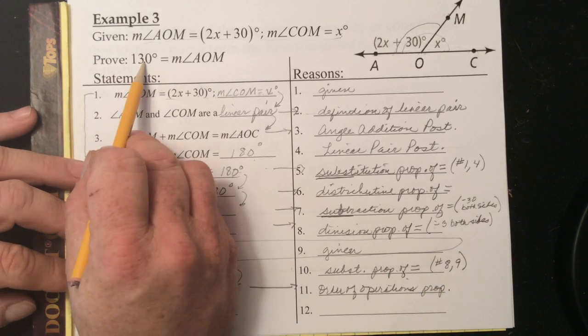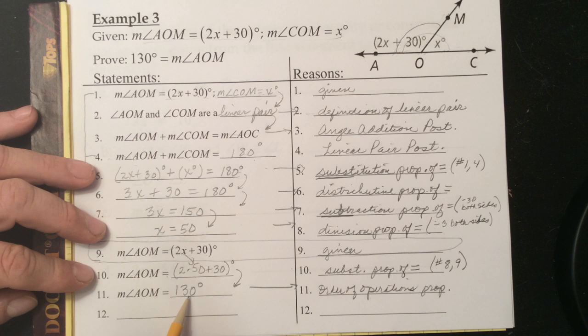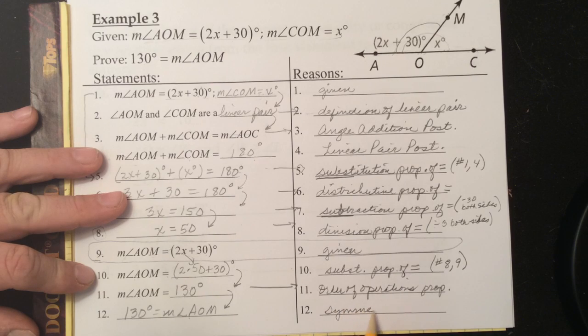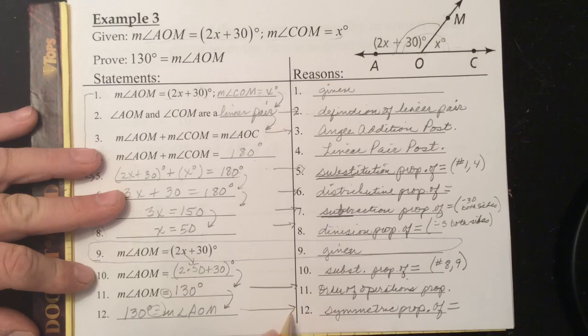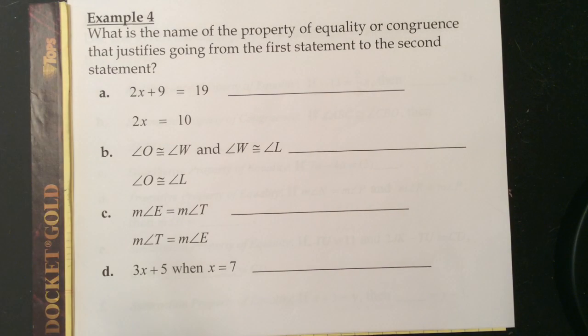Finally, we're almost there. We have 130 degrees equals the measure of angle AOM is what we need. Here we have the measure of angle AOM equal 130 degrees. So obviously we're going to need this last statement here, so let's write it down. 130 degrees equals the measure of angle AOM. Now how did we go from statement 11 to statement 12? What did we do? Why, we used the symmetric property of equality in the previous step. And we have completed the proof for example 3.